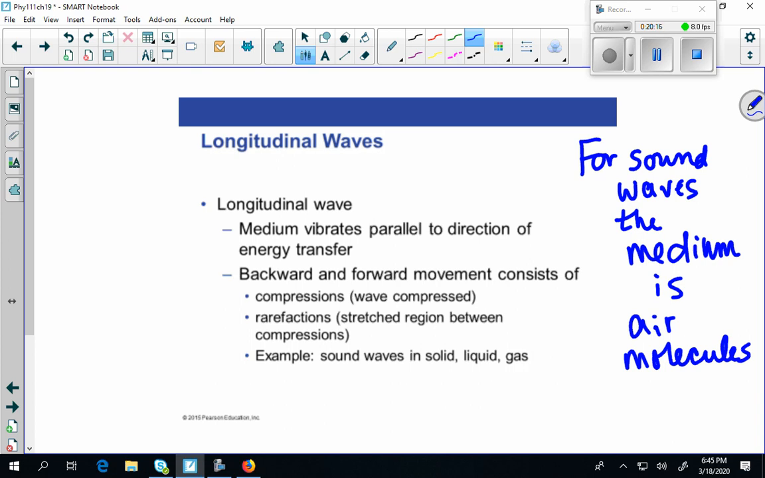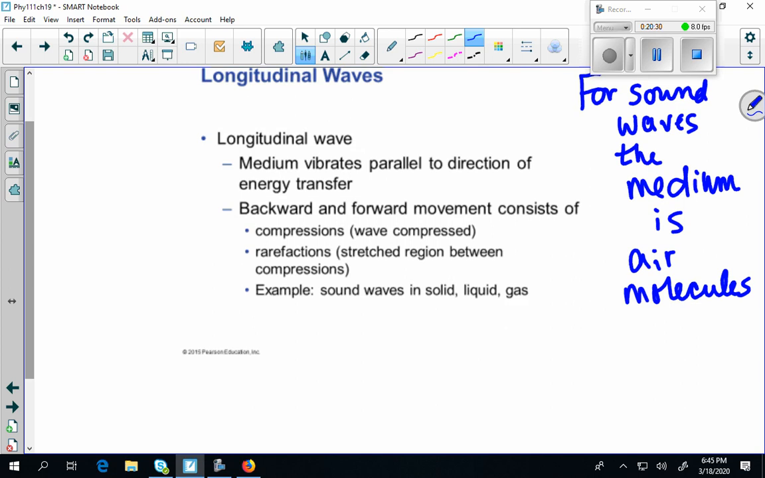The medium for these longitudinal waves moves parallel to the direction of energy transfer. So backward and forward movement consists of compressions, where the medium is bunched up, and rarefactions. So that's where it's spread out in between compressions.